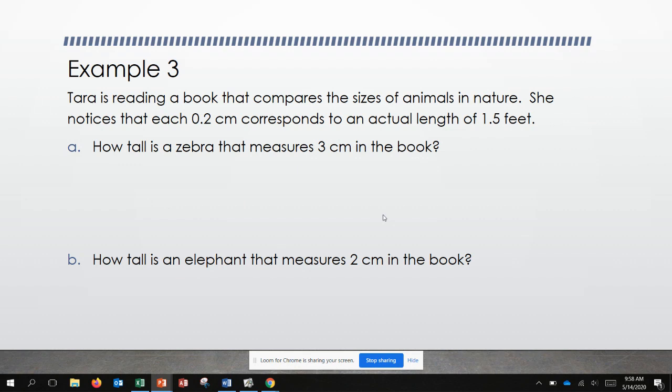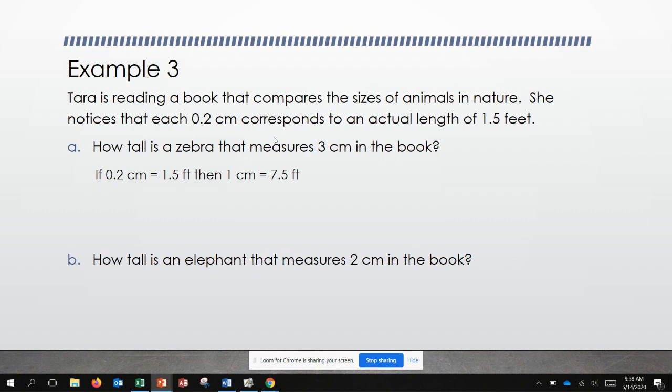Tara is reading a book that compares the sizes of animals in nature. She notices that each 0.2 centimeters corresponds to an actual length of 1.5 feet. Again, we have to make sure that 1 centimeter is equal to a certain amount of feet. Well, how do you get from 0.2 to 1? You multiply by 5. So if 0.2 centimeters is 1.5 feet, then 1 centimeter is 7.5 feet.